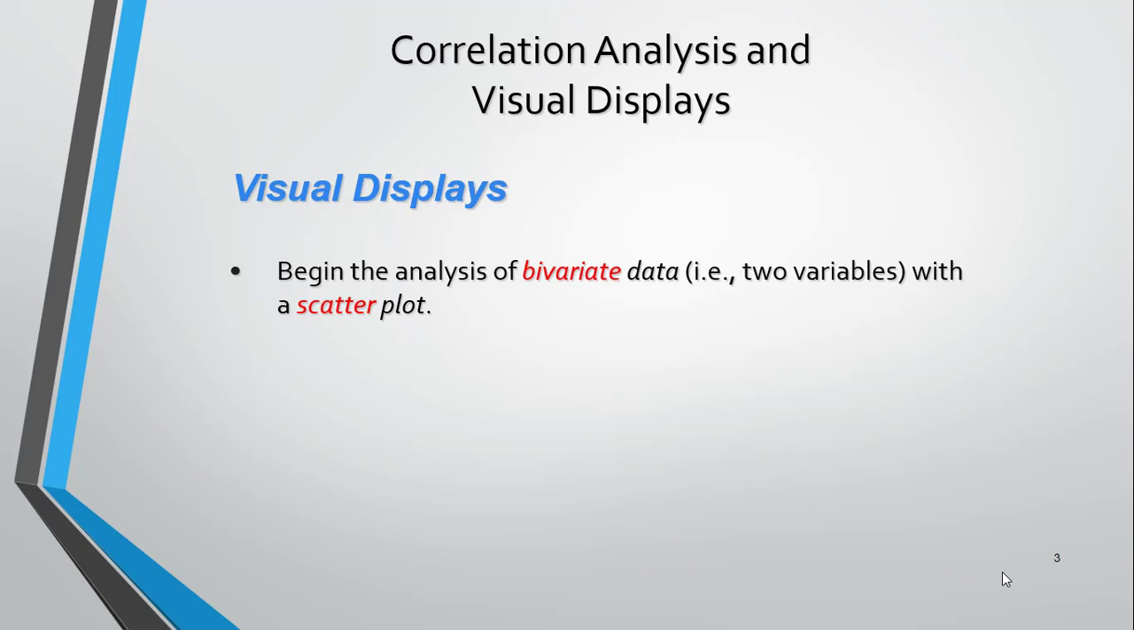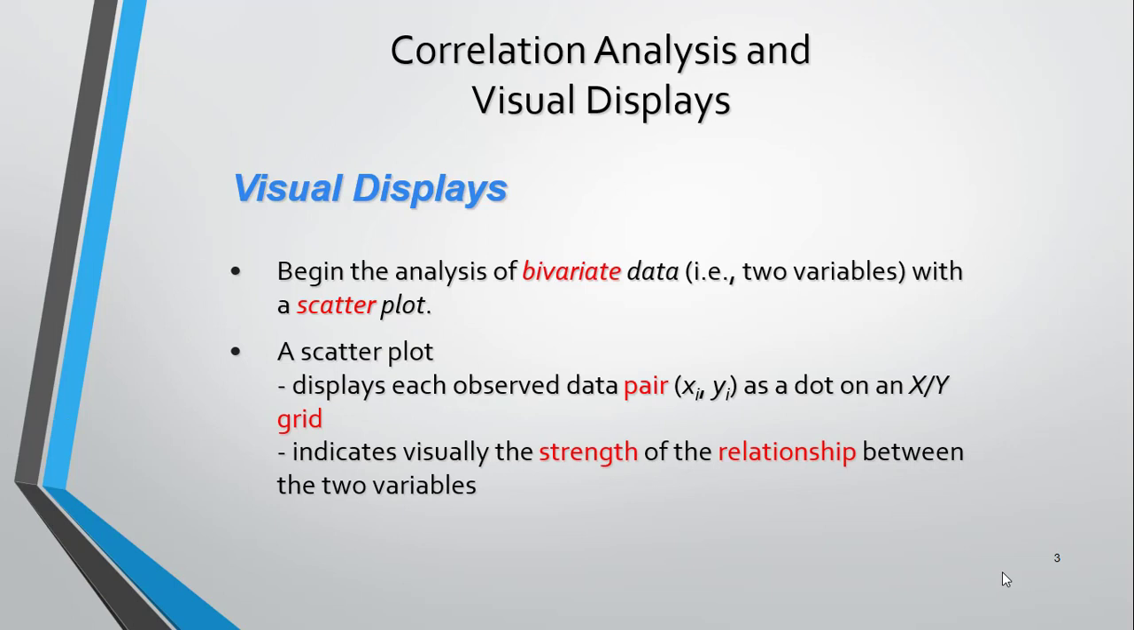First, let's refresh our memory about the visual displays of data, correlation analysis and visual displays. In visual display, let's begin with the analysis of bivariate data, that is, there are two variables with a scatter plot. A scatter plot displays each observed data pair x and y as a dot on an xy grid. It indicates visually the strength of the relationship between the two variables. We have talked about this before.